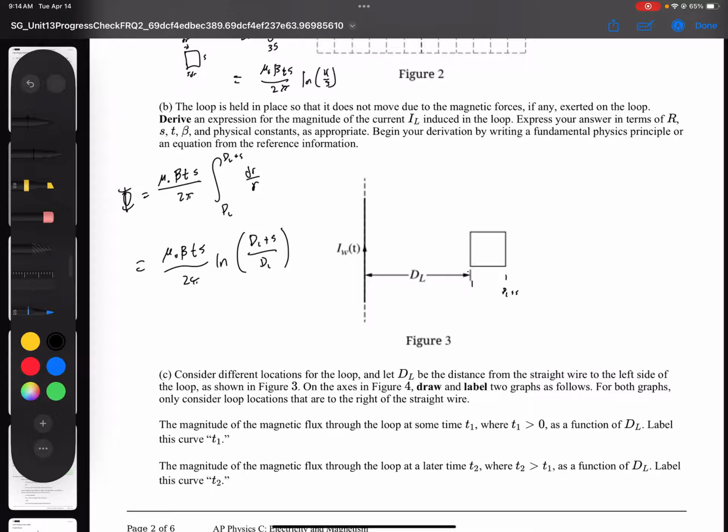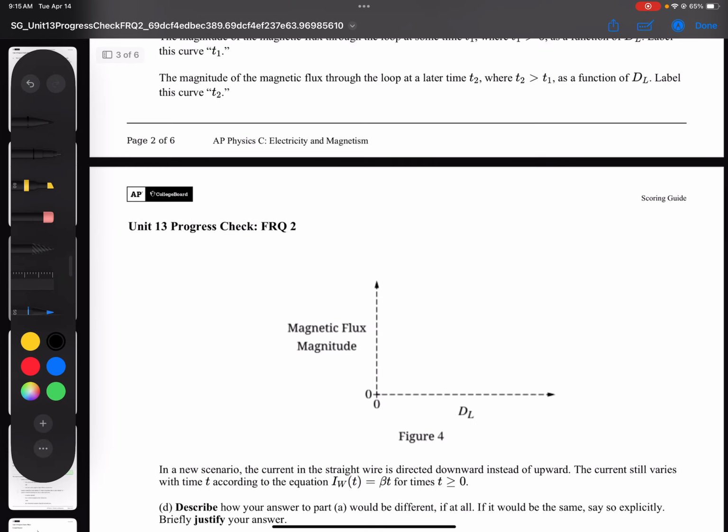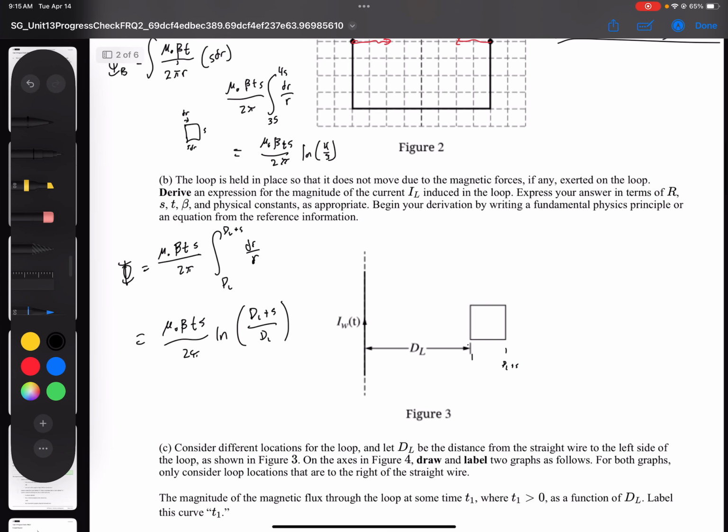And I see that this function is, well, obviously a natural log. But with respect to time, at a later time, the magnetic flux is going to be larger, right? So I see that as time goes on, because the current through the wire is beta times t, the magnetic flux is going to be increasing with respect to time. So here we're looking at the magnetic flux magnitude as a function of dl. So now I'm looking at it as a function of dl, okay?